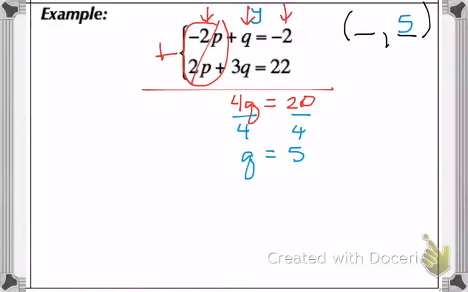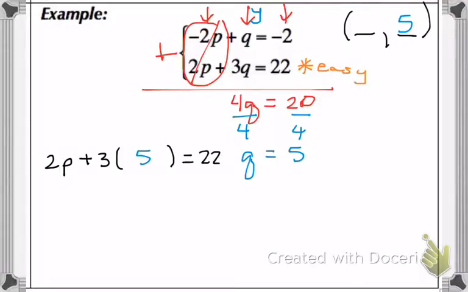So now what I need to do is plug in and solve for the x. And the second equation has all positive variables, so I'm thinking that this is going to be the easiest one. So let's start with my 2p plus 3q equals 22. Now I'm going to plug in for the q, and let's plug in a 5 right there.